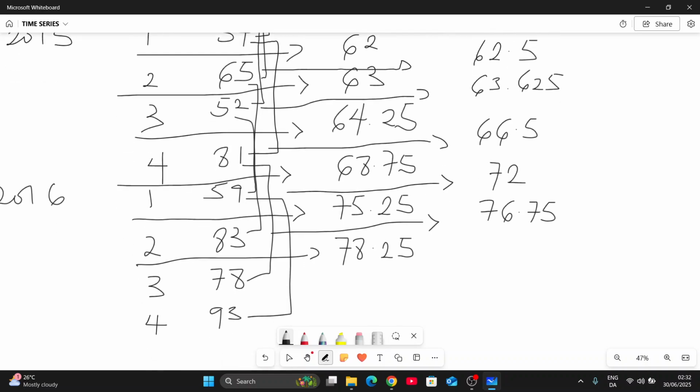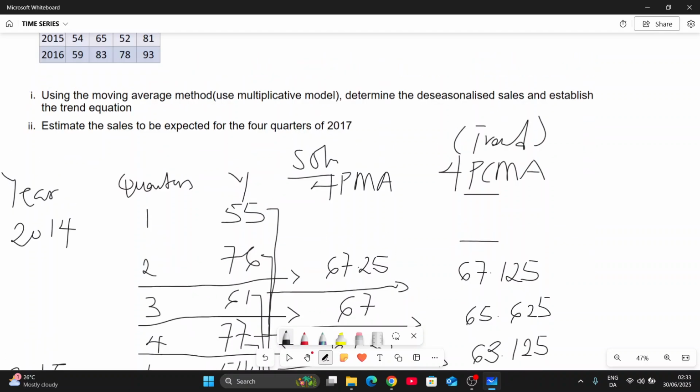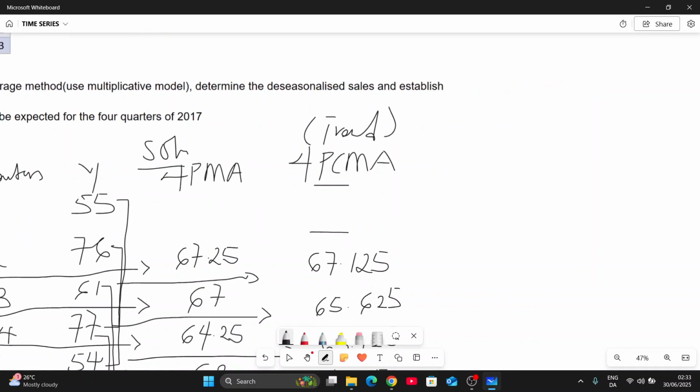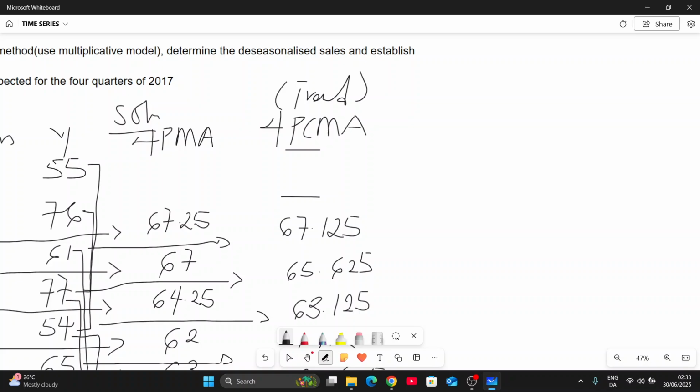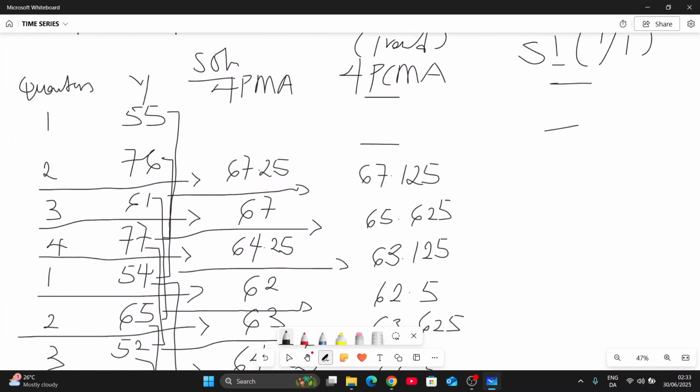So we see that for the last two quarters too, we also have nothing there. So now whatever we've got here is our trend. So here are our trend values. Now under the multiplicative model, how do we determine our seasonal index? Our seasonal index is given by your actual Y divided by your trend values. And also for the first two, we don't have anything there. So we are going to start from the third quarter.